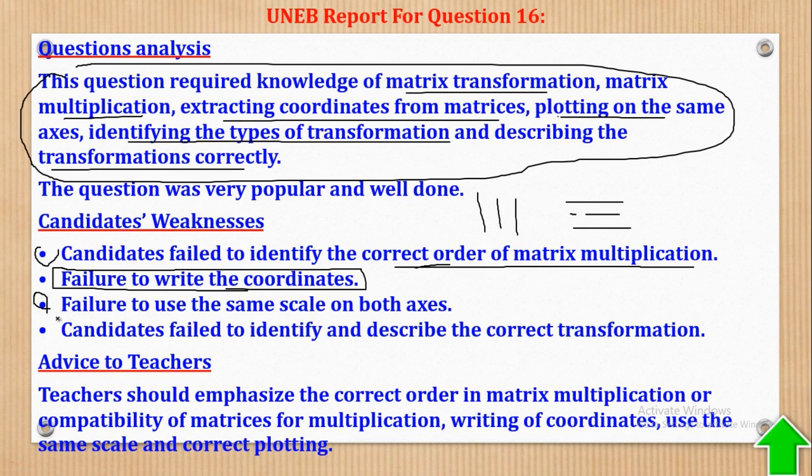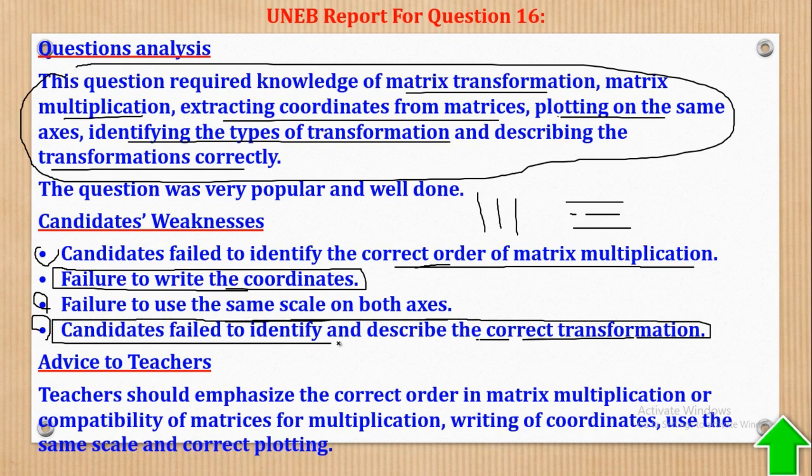Another one is failure to use the same scale on both axes. So you have to use the same scale for both axes. Another one is that candidates fail to identify and describe the correct transformation. So describing was also a problem, but I believe by now you have already understood how to describe the transformation through this video.